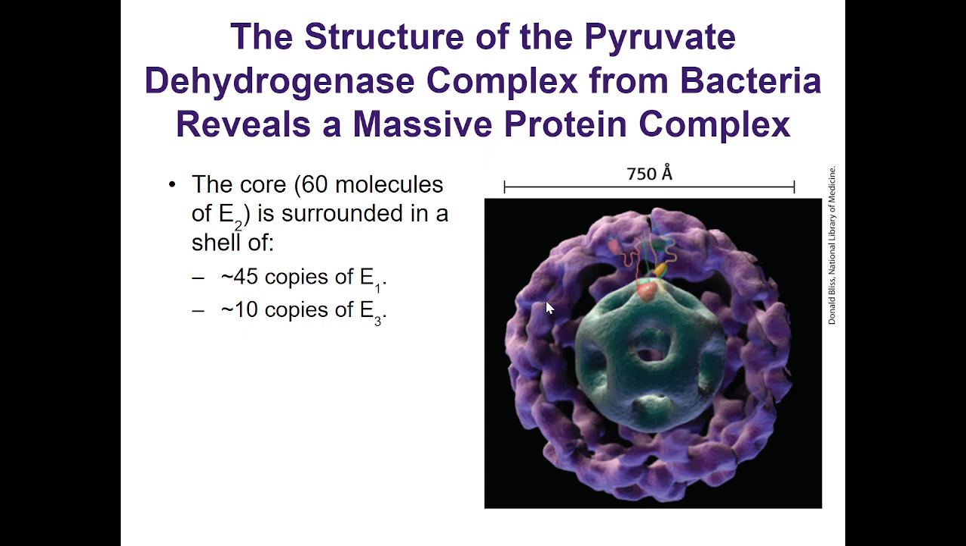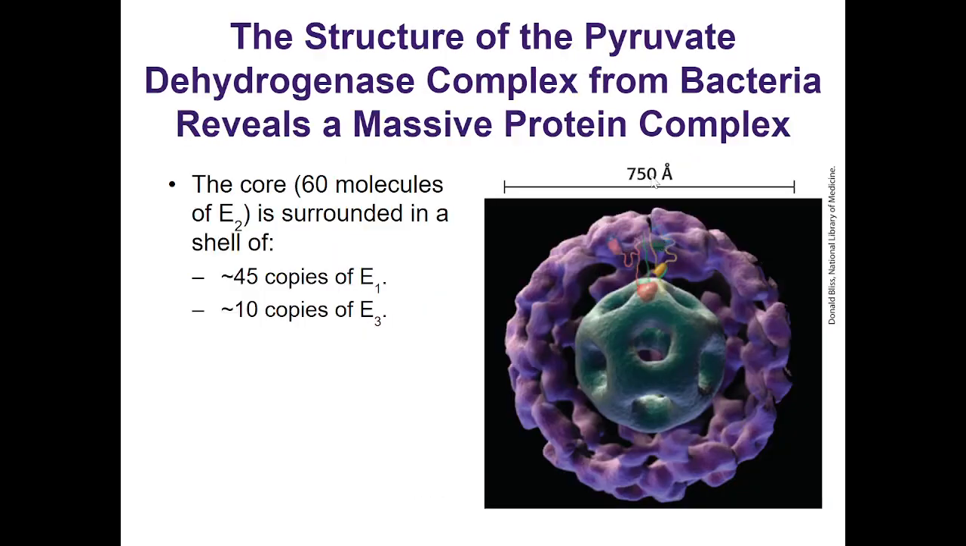Here's this core right here. It's going to be surrounded by a shell of 45. This is the core right here. This is the shell here. 45 copies of your E1 and 10 copies of your E3. And so you can actually see portions of this right here detailed out in Abstractia, so you can see it easier. Okay?